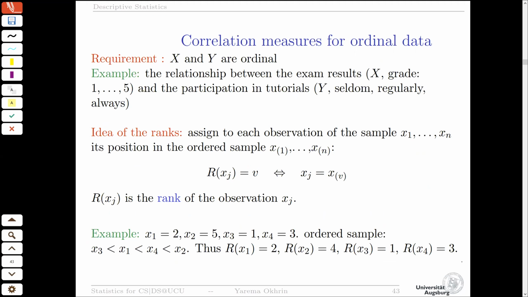So let's say we have 4 guys. They have grades 2, 5, 1, and 3. We order them. The first guy had the worst grade, 1. Then the second guy had the second worst. This is the third one, and this is the fourth one, the best one. The rank of the first guy with grade 2 is actually 2, because his grade is in second place in the order. The rank of guy 2 with grade 5 is 4, because he is the best guy, and his place in the ordered sample is number 4. The same for grade 1: this is the worst guy, he is in first place in the ordered sample, so his rank is 1. And then for the fourth one, it's number 3. So in fact, you don't look at the true values, but at the position of that guy in the ordered sample. You look only at the ranks, not at the absolute values.